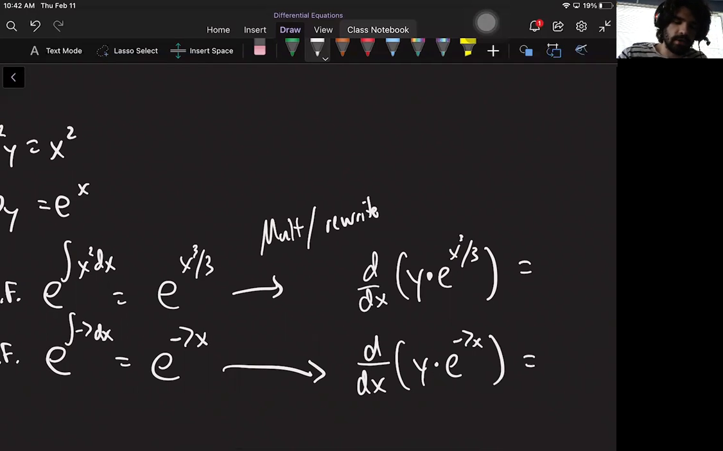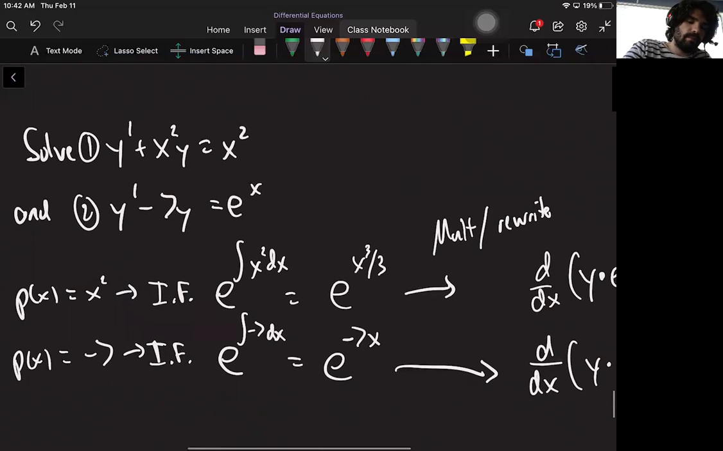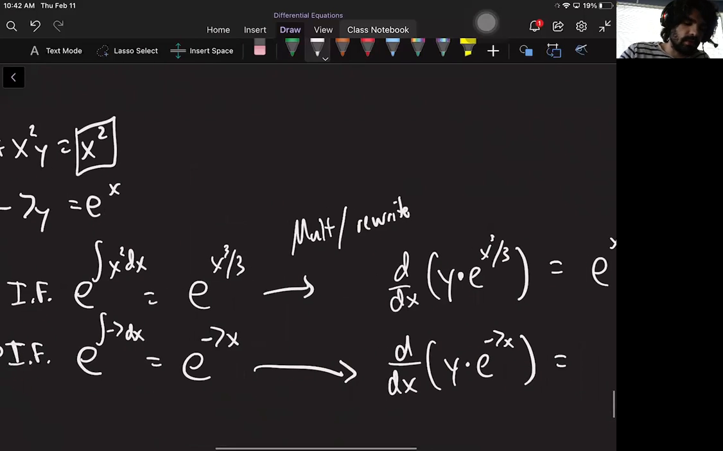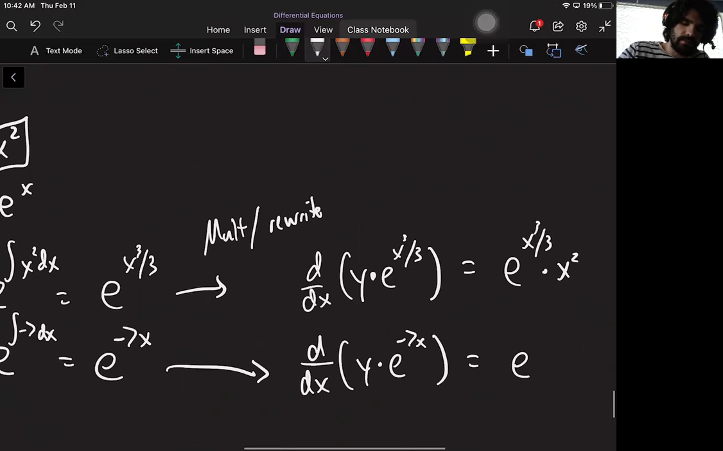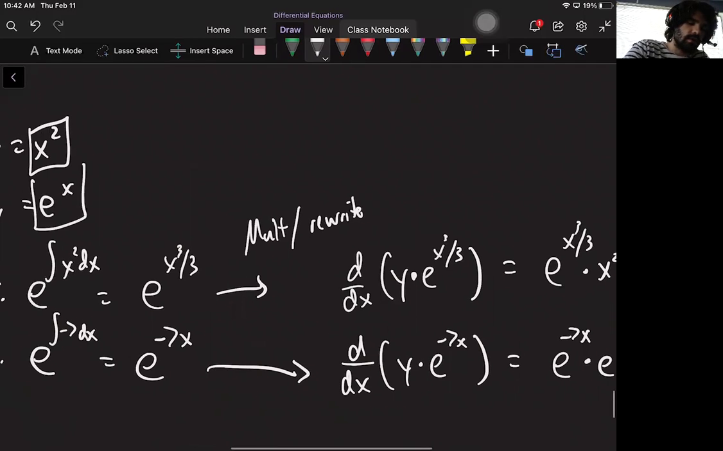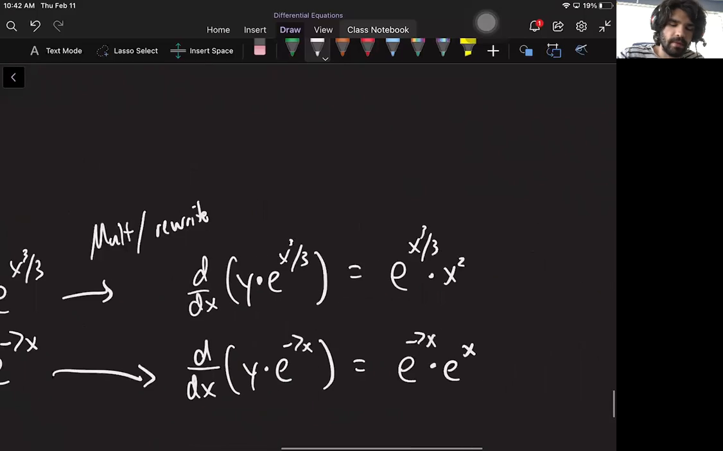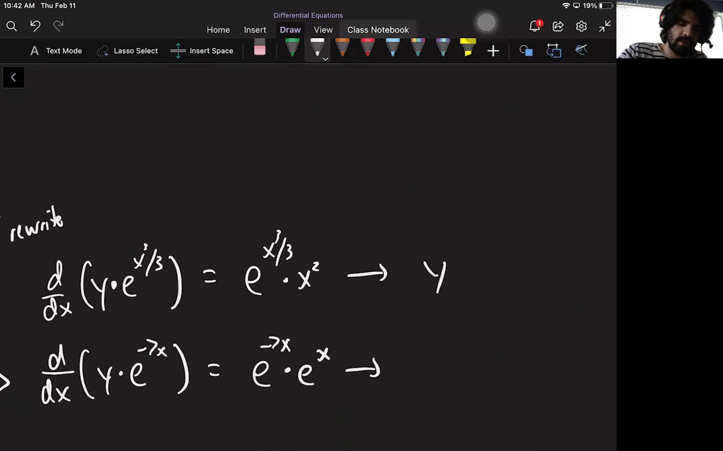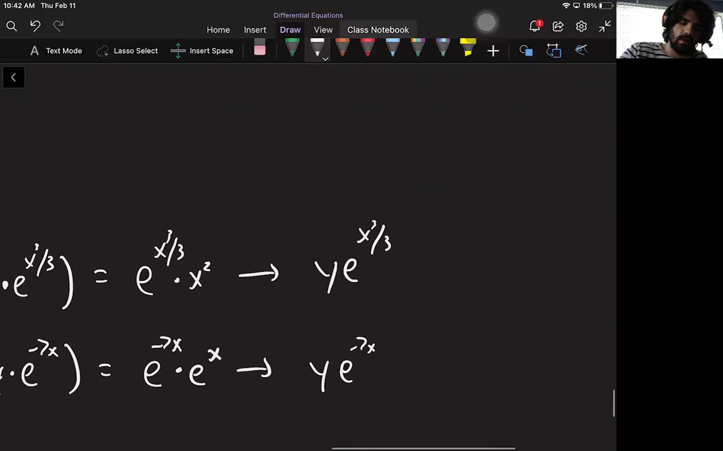And then on the right, I have to actually multiply my q of x, whatever's over there, times the integrating factor. So this one's going to be e to the x cubed over 3 times x squared. And then the next one is going to be e to the negative 7x times e to the x, because e to the x is my q of x. And then I'm going to integrate both sides. And I already know that the integral and the derivative will cancel on the left, so I'm just going to immediately write it like this in both cases.